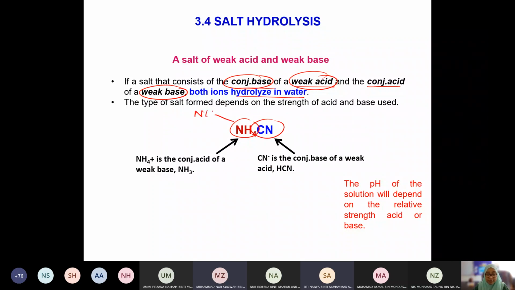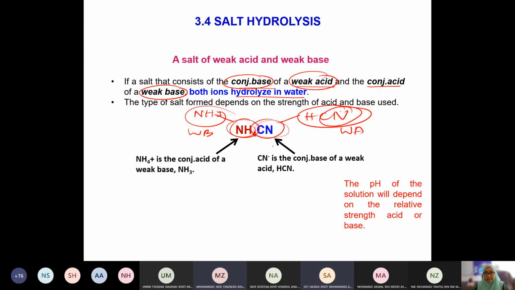But for this one, both of them come from a weak acid and a weak base. This one comes from NH3, this one comes from HCN. So both of them will hydrolyze in water, guys. How do we determine? This one will produce H3O plus, this one will produce OH minus. There is OH minus, there is H3O plus. So which one will determine the characteristic of the salt?